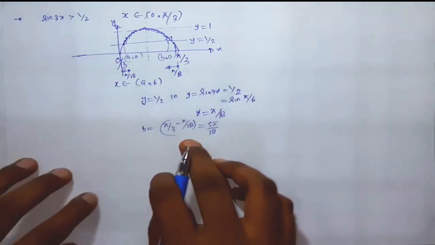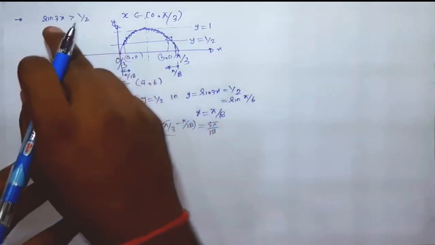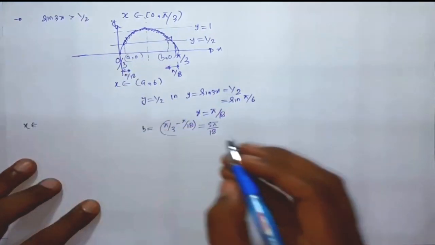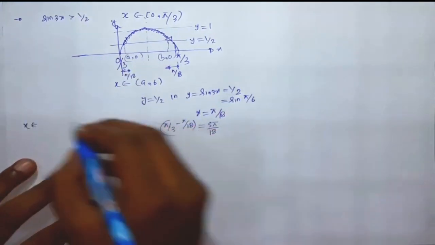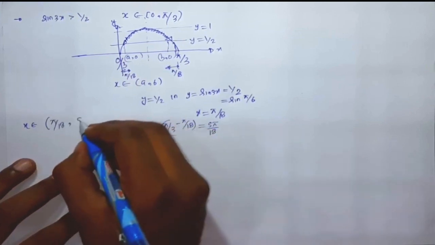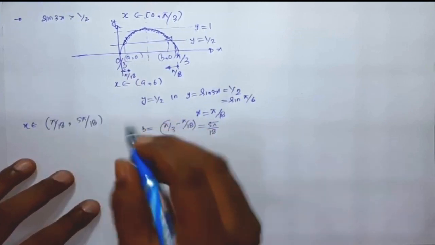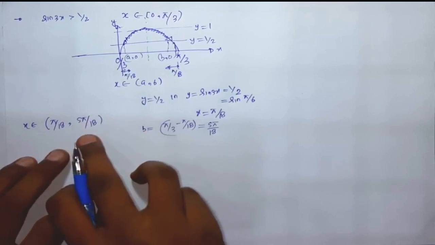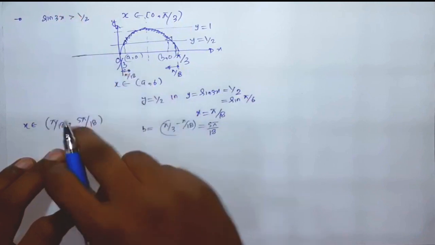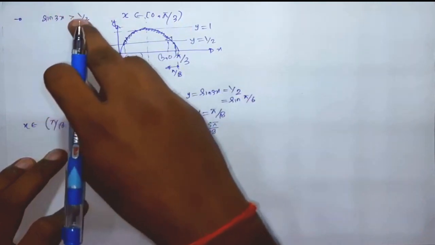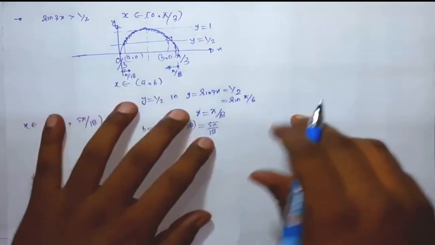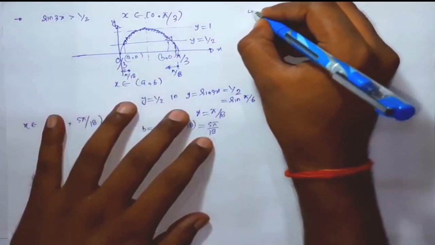Now the values of x for which this inequality will be satisfied will be like x belongs to pi by 18 to 5 pi by 18. Okay, so these values are lying in between 0 to pi by 3, and these values will satisfy this inequality also.